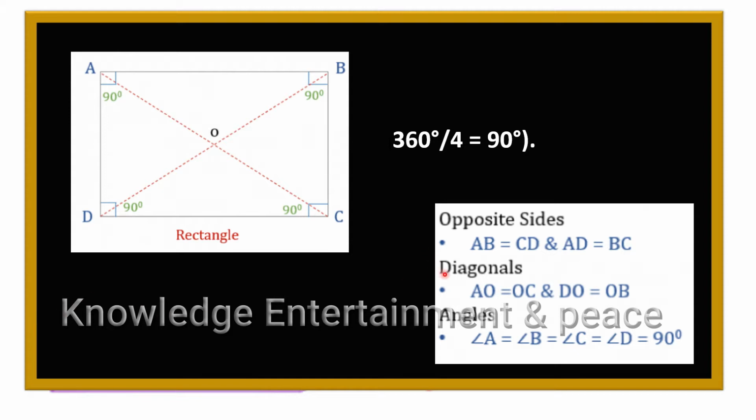You can see here the opposite sides: AB equals CD and AD equals BC. Then the diagonals: AO equals OC, and DO equals OB. The next is the angles: angle A, angle B, angle C, angle D are all equal to 90 degrees.